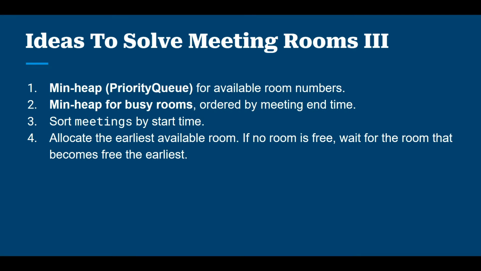So what is our idea to solve the problem? The very first thing, we will use a min heap, that is a priority queue, for the available room numbers. Another min heap will be used for busy rooms, ordered by the meeting end time. We'll sort the meetings by start time and allocate the earliest available room. If no room is free, we have to wait for the room that becomes free earliest.